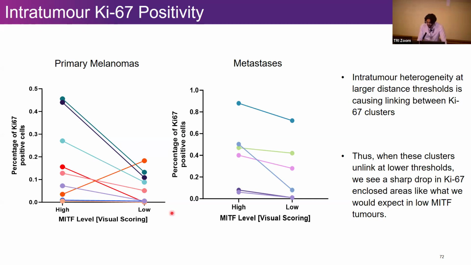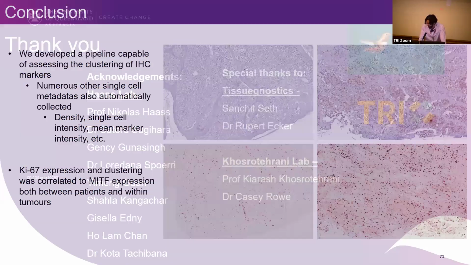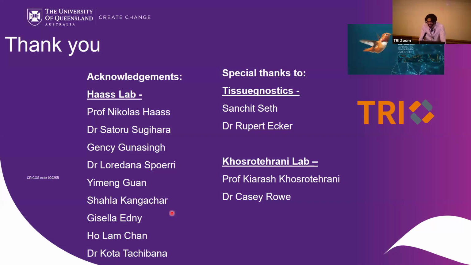So what we found from the entirety of this is that we developed a pipeline able to assess clustering of immunohistochemical markers. And interestingly, the phenotypes that we look at in our lab are very real and they do exist in patients. Moving forward, I'm currently looking at how MITF interplays into treatment efficacy and those kinds of things, because we also know there's a lot of things involving the ECM that MITF does control. I think I went a little bit fast, but thank you everyone for listening, and that's it from me.